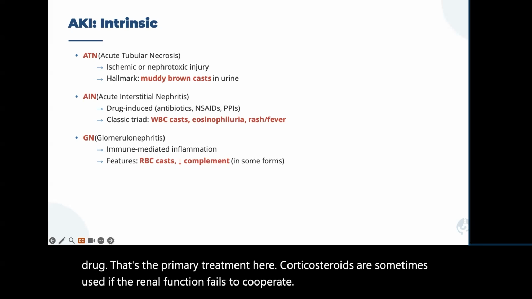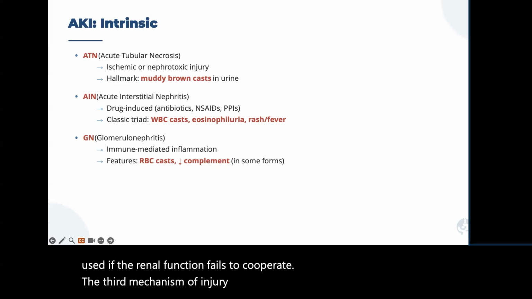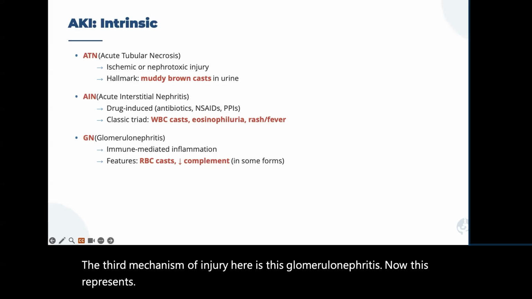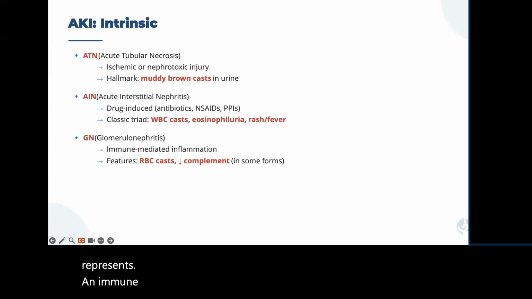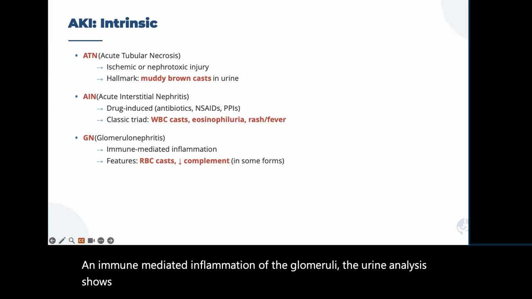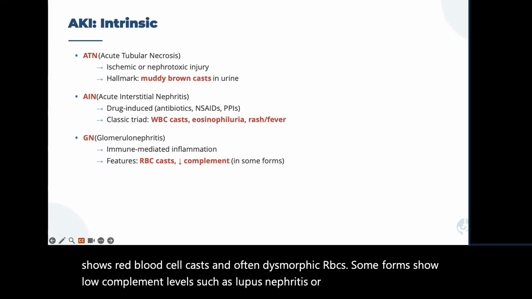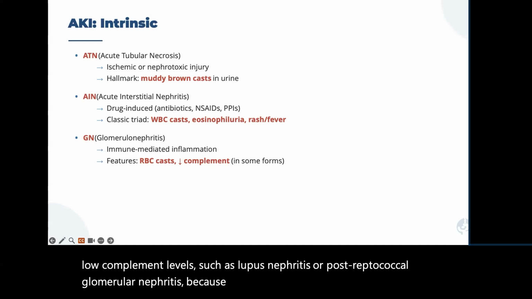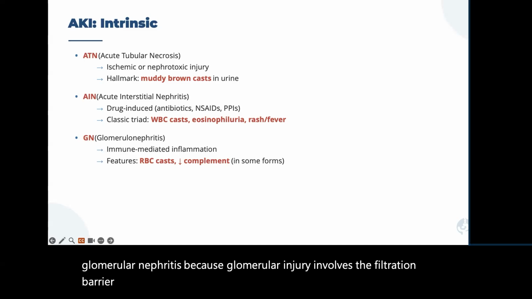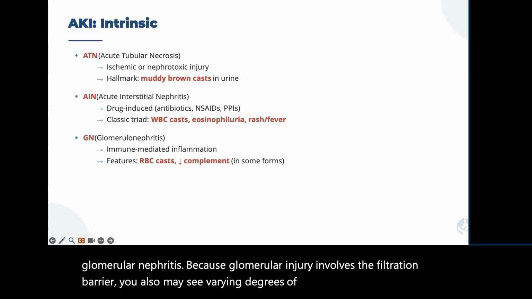The third mechanism of injury here is glomerulonephritis. Now, this represents an immune-mediated inflammation of the glomeruli. The urinalysis shows red blood cell casts and often dysmorphic RBCs. Some forms show low complement levels, such as lupus nephritis or post-streptococcal glomerulonephritis. Because glomerular injury involves the filtration barrier, you also may see varying degrees of proteinuria and hypertension.